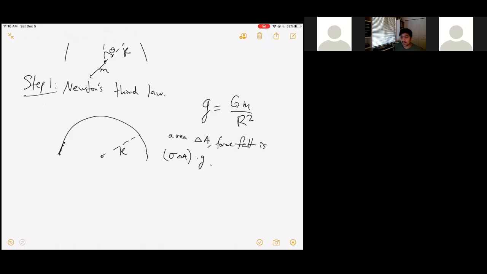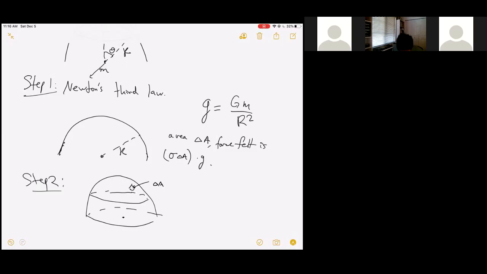So now the question is what is the total force? The way we can do this is the following. The nice idea. So this is step one. Step two is the main idea. This is just to show the 3D nature of the thing. Now consider a little patch of area here, delta A, say it's at some angle theta. So it feels a force outward of sigma delta A times g, as we saw.